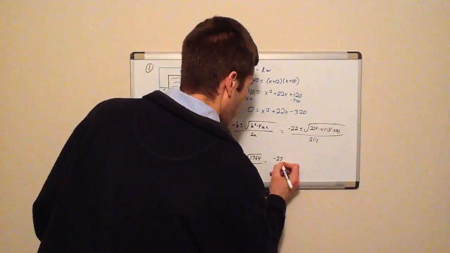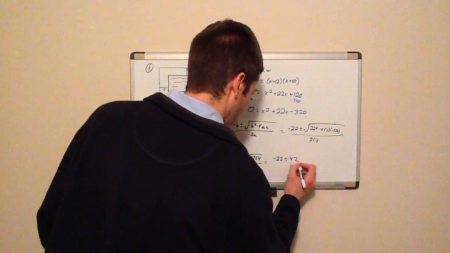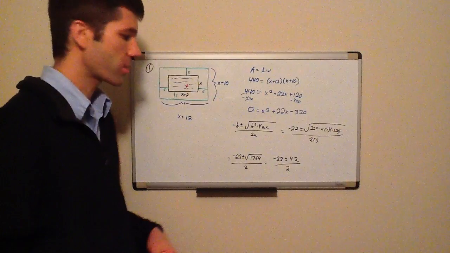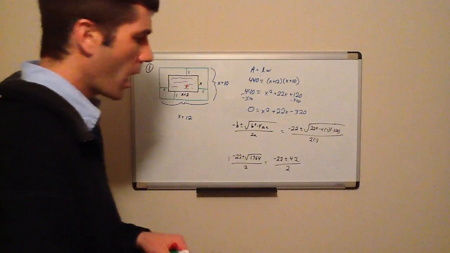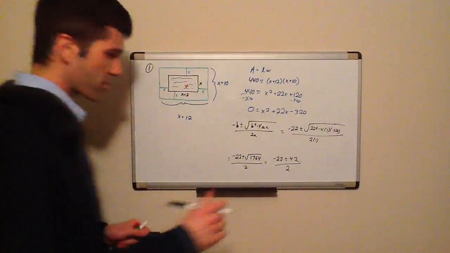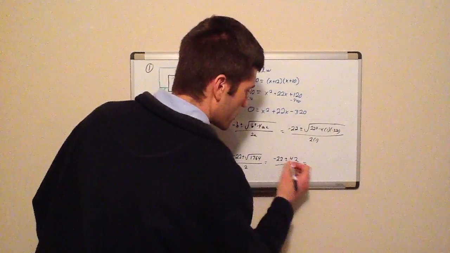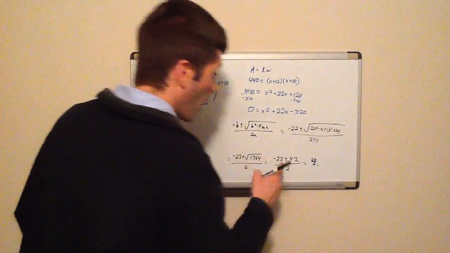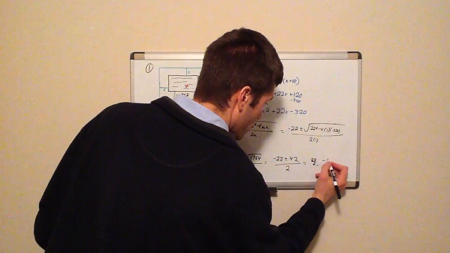So we have negative 22 plus or minus 42 over 2. You're probably thinking, hey, we can reduce. Yeah, sure, we can. Let's not. We're going to have 2 answers. One of them is what we get when we add, and one of them is what we get when we subtract. And I want to point out something here.